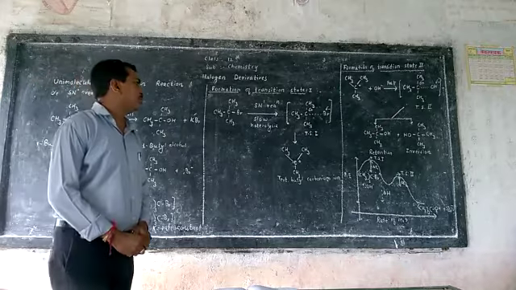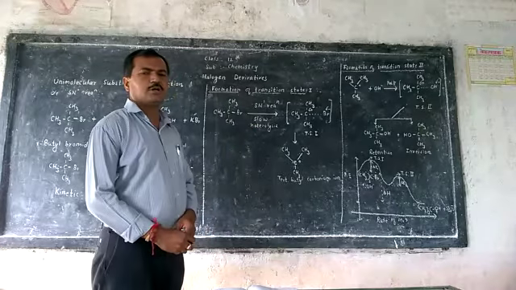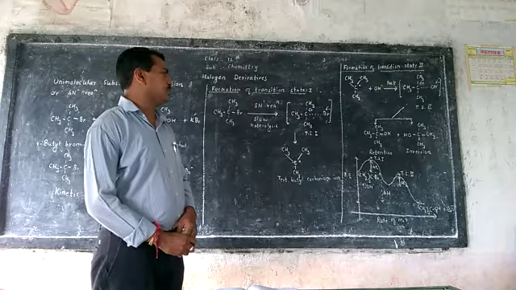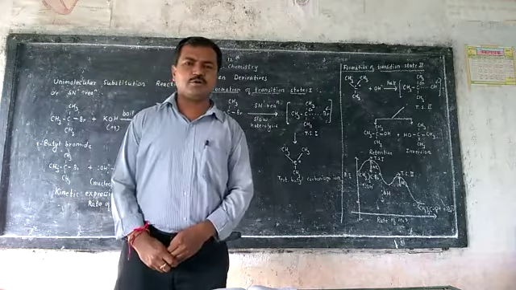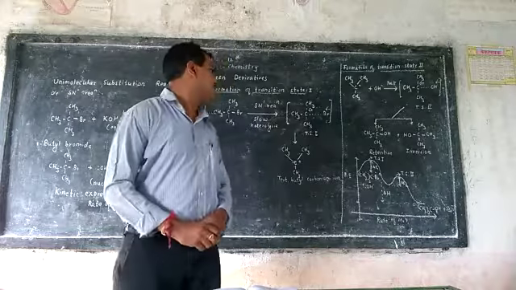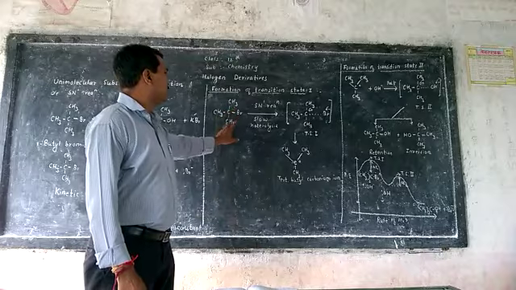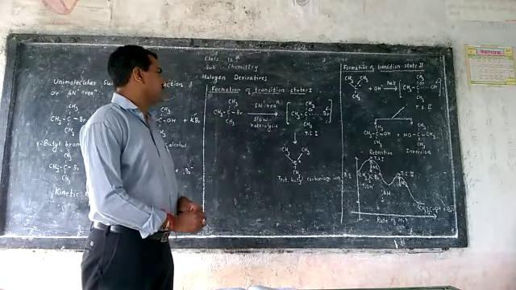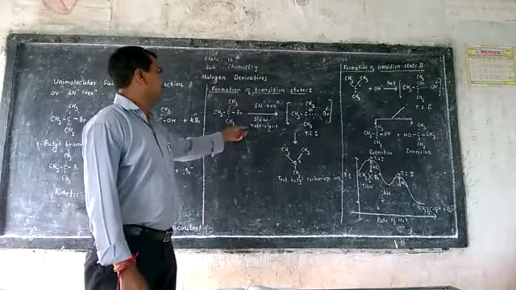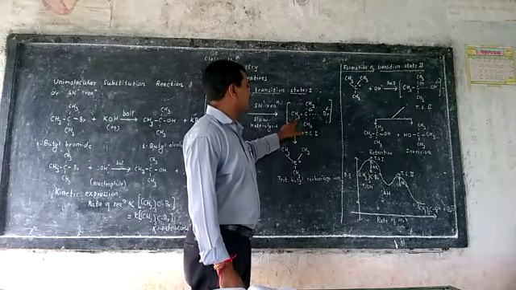Before that, here in the first step, formation of tertiary butyl carbonium ion takes place. Attack directly does not take place. Before the attack of the nucleophile, formation of the carbonium ion takes place. When this tertiary butyl bromide undergoes hydrolysis, which is a slow reaction, formation of transition state 1 takes place.